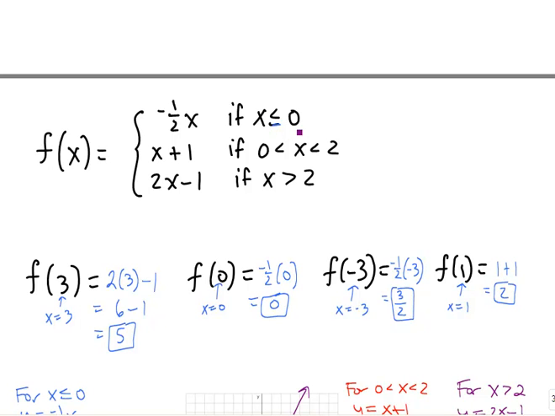So x less than or equal to 0 would be the interval minus infinity up to 0, and because of the equal bar, we have a bracket around the 0. 0 to 2 would be the interval 0 to 2 with parentheses. They both have parentheses because there were no equal bars. And x greater than 2 would be start at 2 and go to infinity, and again a parentheses because there's no equal bar.